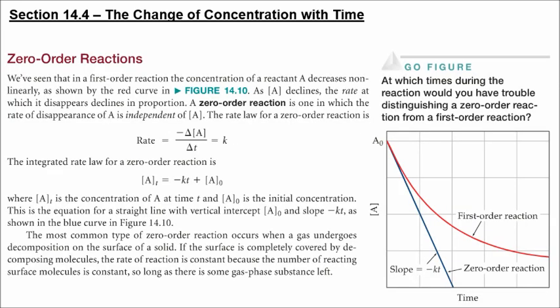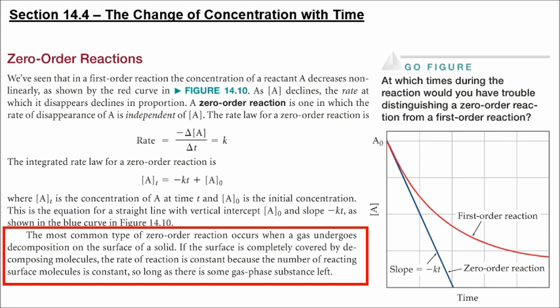They talk about zero order reactions here in this section, and you can see a straight line for a zero order rate law, and then you see a curve for a first order or possibly a second order. The most common type of zero order reaction occurs when a gas undergoes decomposition on the surface of a solid. If the surface is completely covered by decomposing molecules, then the rate of the reaction is constant because the number of reacting surface molecules is constant so long as there is some gas phase substance left.